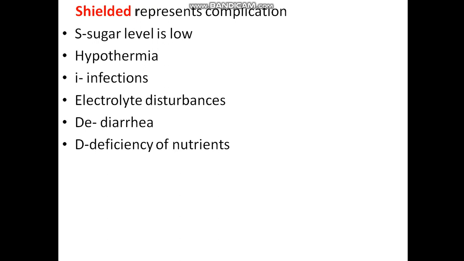Then SHIELDED represents the complications. S: sugar level is low. H stands for hypothermia. I stands for infections. E stands for electrolyte disturbances. L for liver involvement. DE: diarrhea. D: deficiency of nutrients. That is what SHIELDED represents.